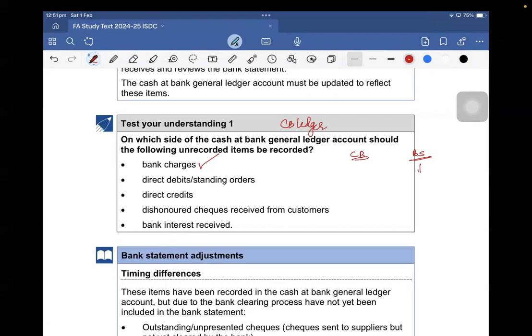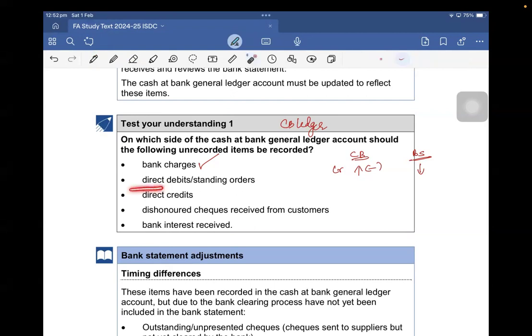So when a bank charge is debited from your bank statement, the balance goes low and the cash book balance becomes more, right? But the correct treatment is you need to bring down your cash book balance because that cash is gone from your account. So what would you do? You're going to deduct the amount, so that means it goes on the credit side of the cash book ledger account.